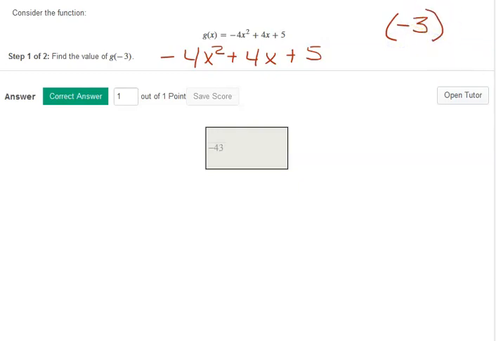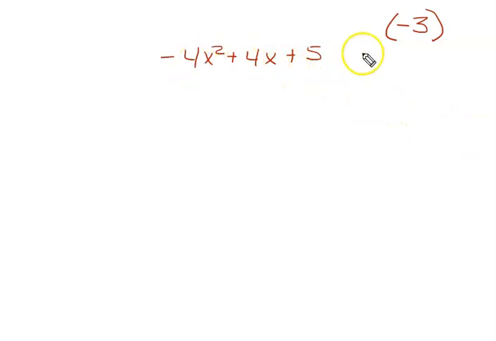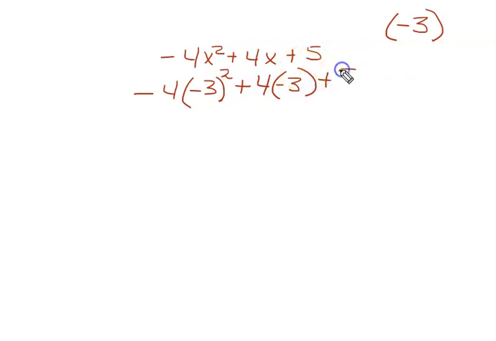So the protocol for doing something like this would be, again, write it out carefully, negative 4, and then in parentheses you're going to put your x value, which is a negative 3, that you're then going to square, plus 4, and again, parentheses, a negative 3, plus 5. So there it is laid out, and then you're going to do exponents first. So a negative 3 squared is a positive 9. So we have negative 4 times 9.